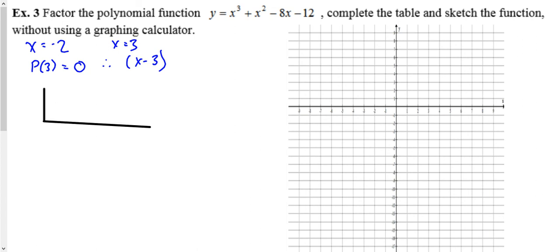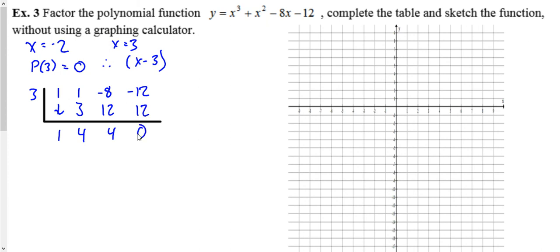I'm going to show the full workup for synthetic division and not so much for that first part. So if you had 3 here, and again, what are the coefficients? I got 1, 1, negative 8, and negative 12. Those are my coefficients. Dropping down, multiply, add, multiply, add, and multiply, and add. And there we go. So we have x minus 3 with x squared minus 4x minus 4.